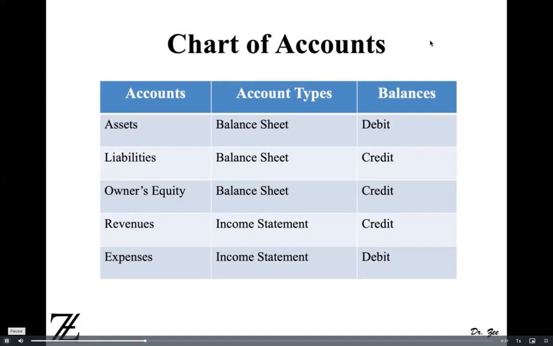Then we have income statement accounts, revenues and expenses. Revenue accounts keep track of income that your business is generating, the income that your business brings from the sale of goods or services you provide or rent. On the other hand, expense accounts are all of the money and resources you spend in the process of generating those revenues, right? It can be utilities expense, wages expense, rent expense, depreciation expense, income tax expense, and so on and so forth. So there are various expenses.